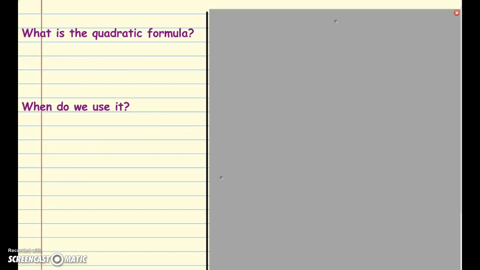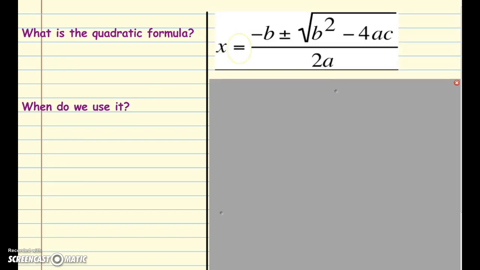So first question, what is the quadratic formula? So as we're looking at this, it's x equals the opposite of b plus or minus the square root of b squared minus 4ac all over 2a. One thing I want to point out to you is this part of the quadratic formula. That should look familiar to you. If you're thinking the line of symmetry, absolutely.